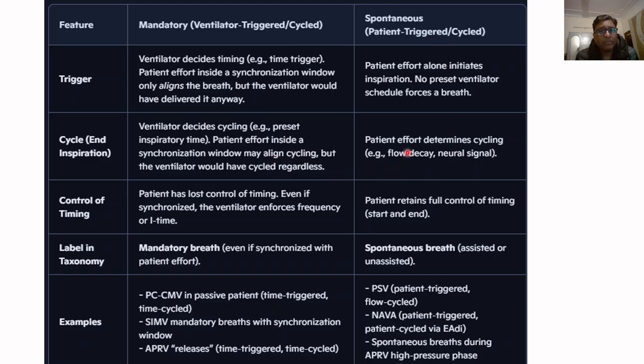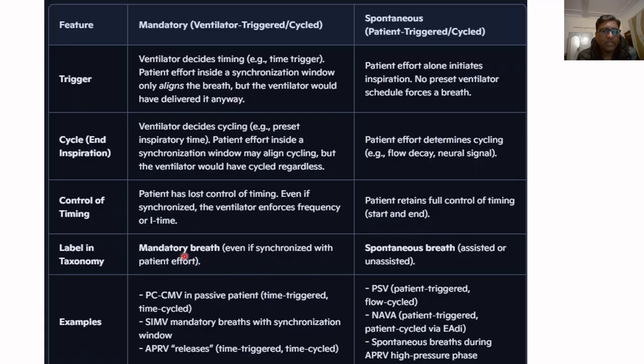In a spontaneous breath, the patient's effort determines the flow cycling. It could be a neural signal or it could be a flow decay, because the flow decay depends on the patient's lung characteristics. That's why it will be called a spontaneous breath. Control of timing: here the patient loses control of timing. Even if it's synchronized, the ventilator will enforce the frequency or the I time that we have set. In a spontaneous breath, the patient can breathe for as long as he wants. That is retained control, full control of timing, start and end.